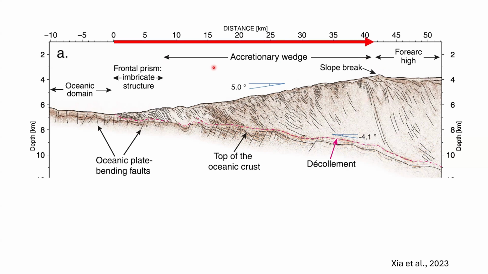Here, it's about 40 kilometers from the toe of the trench, toe of the accretionary wedge, up to the top of this outer arc ridge, or in some places called forearc high.